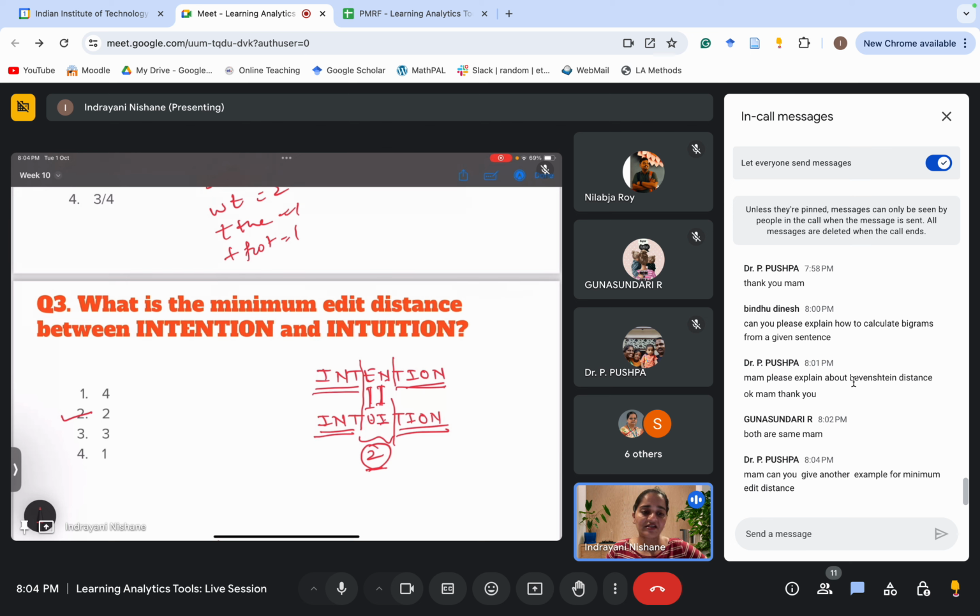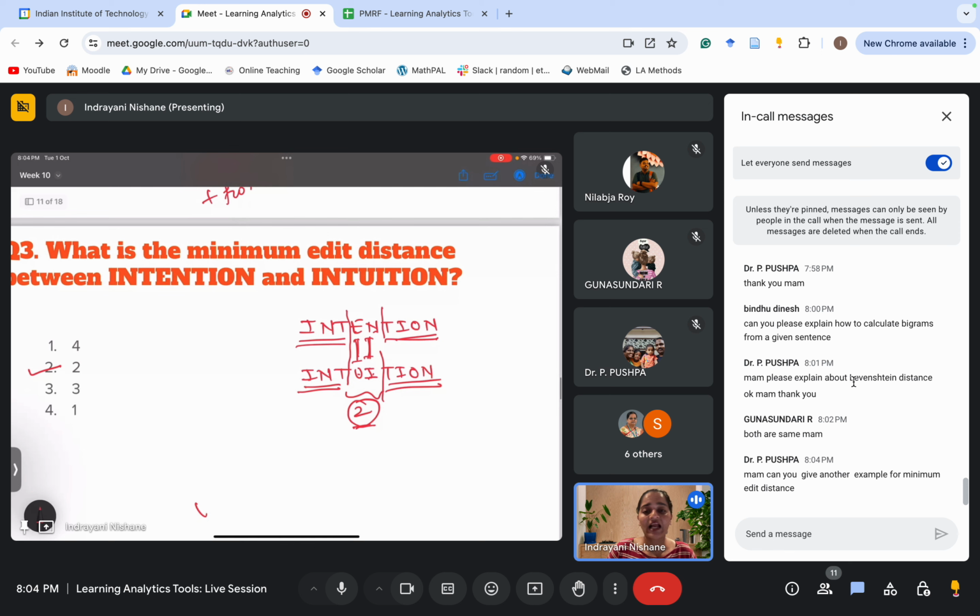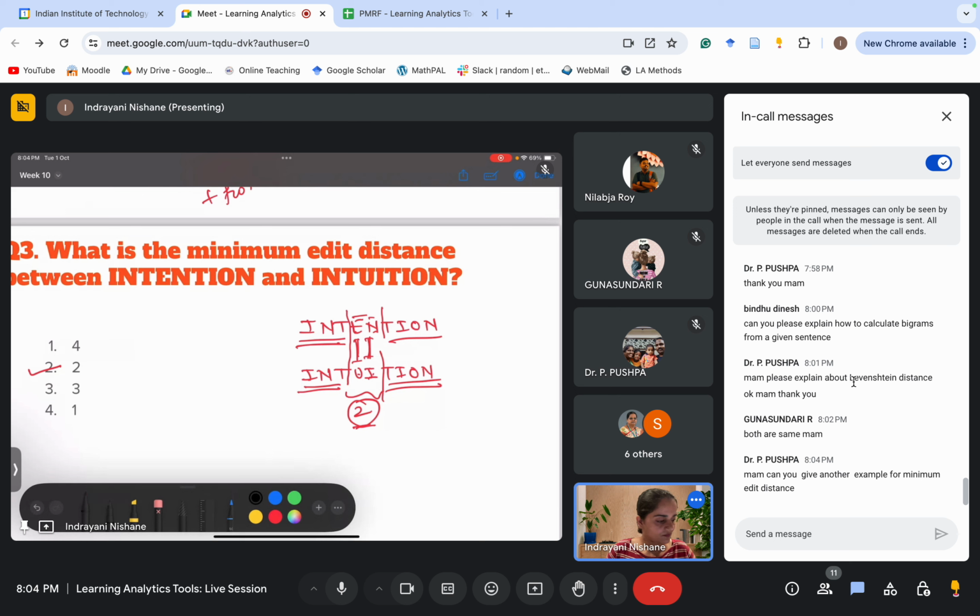So for edit distance, this is a very simple example. What we have done is, we'll calculate how many letters need to be replaced. So in intention and intuition, these 3 letters are the same here, and the last 4 letters are also the same, right? Only these 2 letters need to be changed. So the minimum edit distance is 2. That's how we calculate edit distance, minimum edit distance.